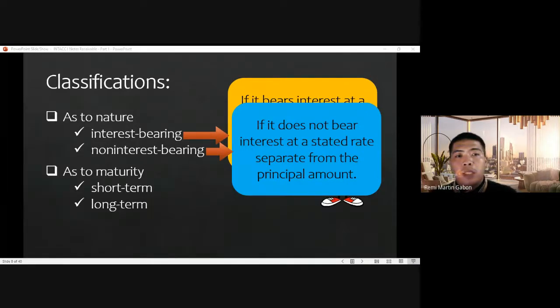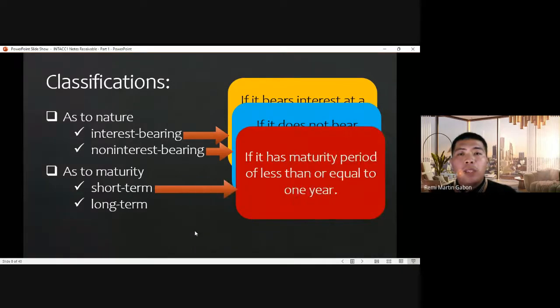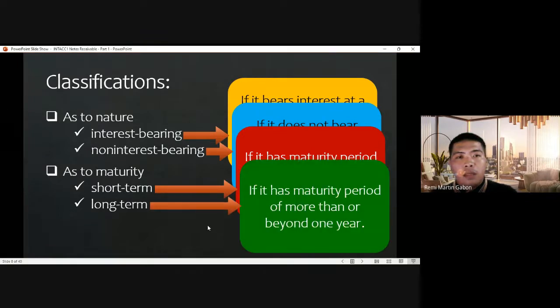Next, maturity. As to maturity, we have it short-term or long-term. We can consider it as short-term notes receivable if the maturity period is less than or equal to 1 year. Okay? Less than or equal to 1 year. Then it is long-term if the maturity period is more than or beyond 1 year. Actually, the maturity has something to do with the FS presentation also.